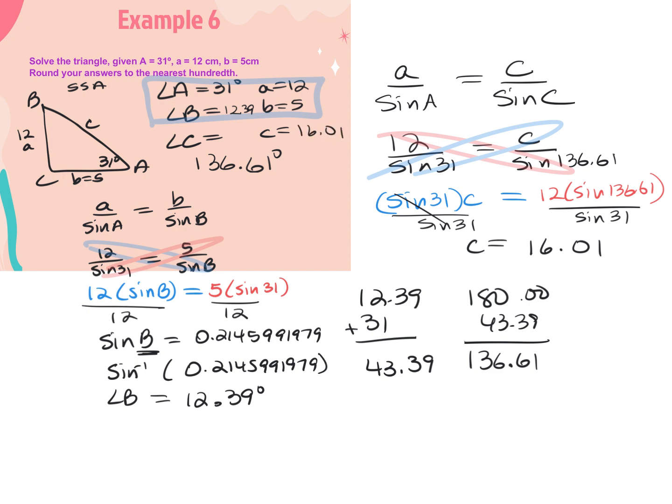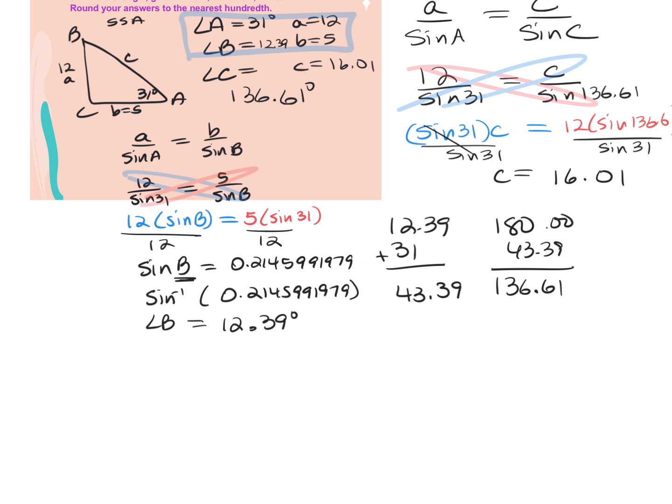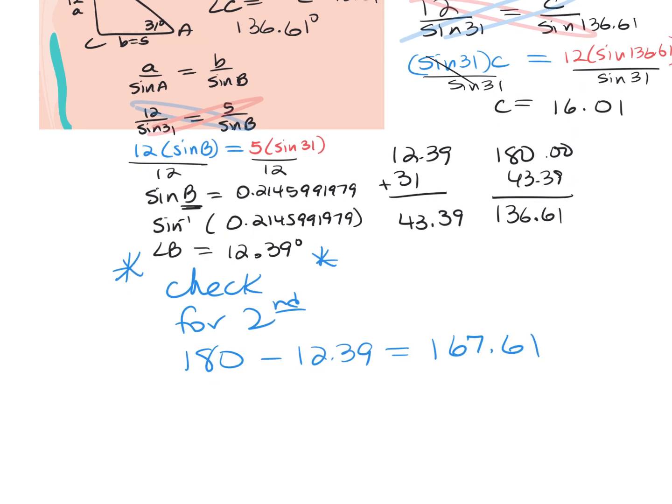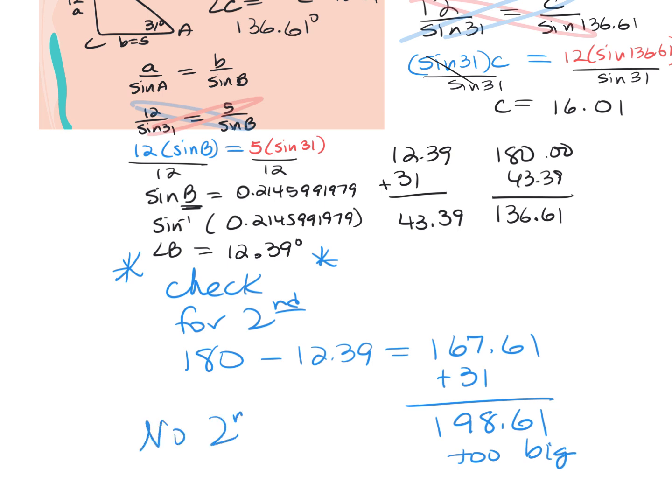Now, because this was the side, side, angle scenario, we need to go back here now and check to see, so we need to check for a second triangle. And for that check, we take 180 minus the 12.39. Once we subtract that, I get 167.61. Take that and add it to the original given. And notice again, it's too big. So because it's too big, no second triangle.